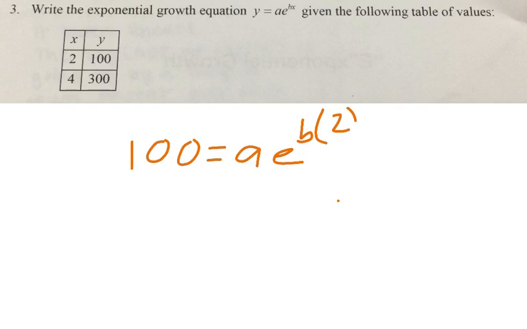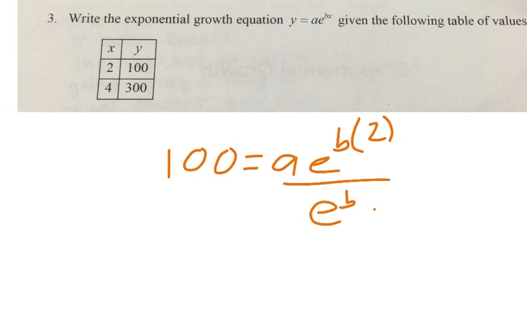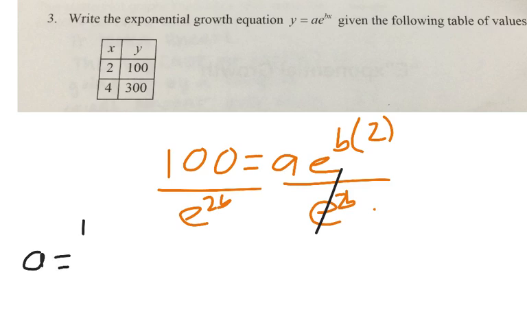Which one do you want to isolate? If I wanted to isolate A, I could divide by e to the 2B. And so now A equals 100 over e to the 2B. You can plug that back in, and then you have only B variables. Where do I need to plug it into?